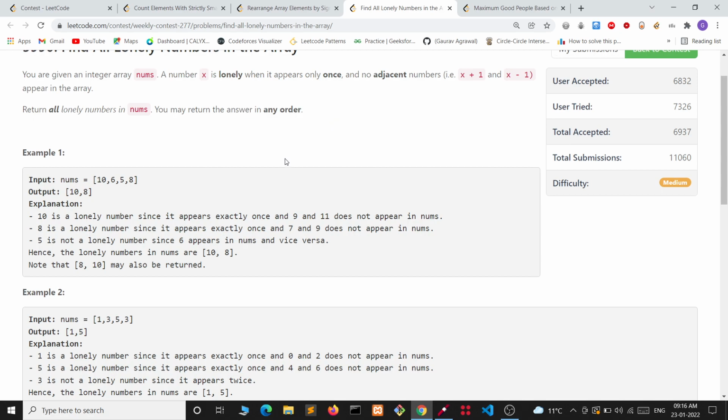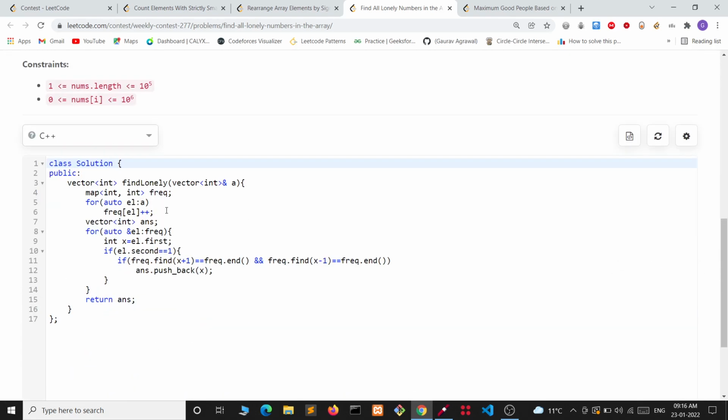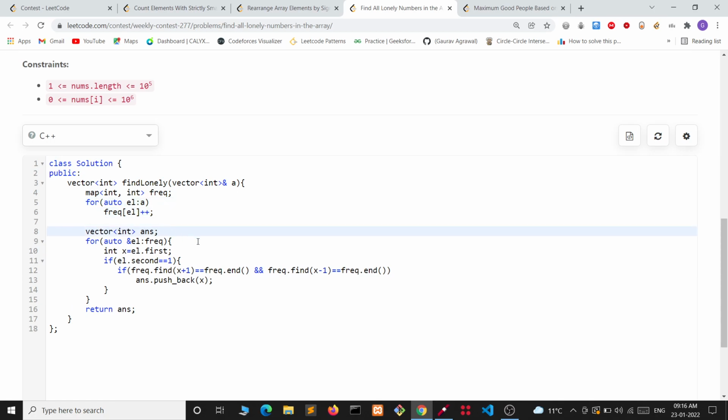So we can again simply make a map of frequency. So we have stored the frequency of all the elements. Now it is in sorted order.